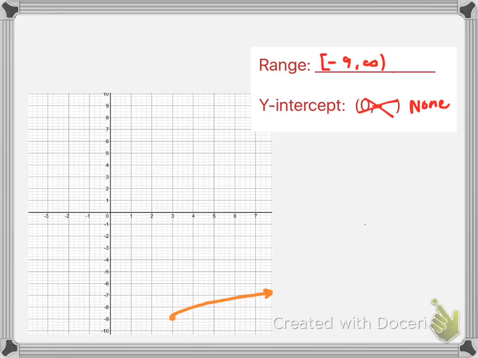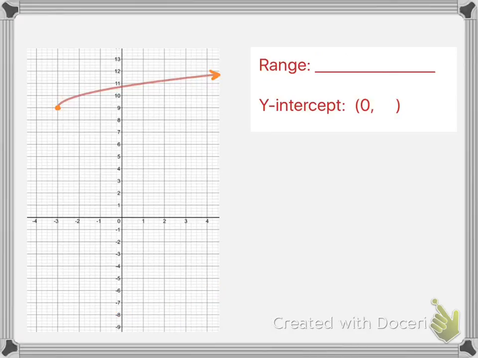Alright, so example 2. Another radical function. Notice, again, you have the bottom of the graph. It's about right here, and that corresponds to the y value 9. Again, this is increasing, going up forever, so it's going to go from 9 to infinity.